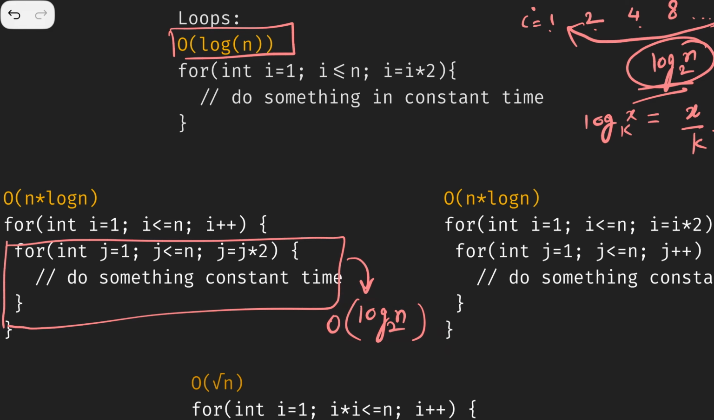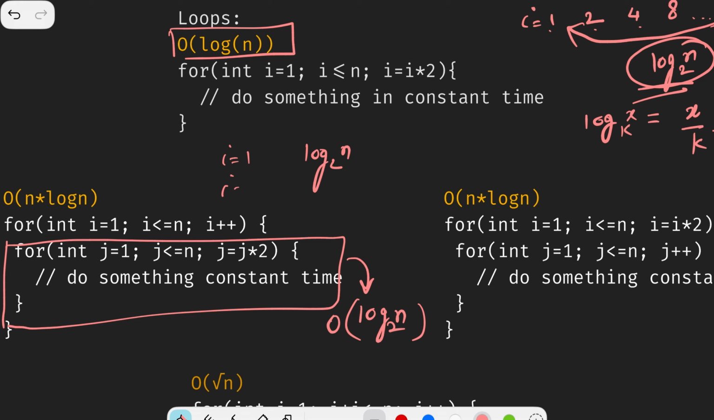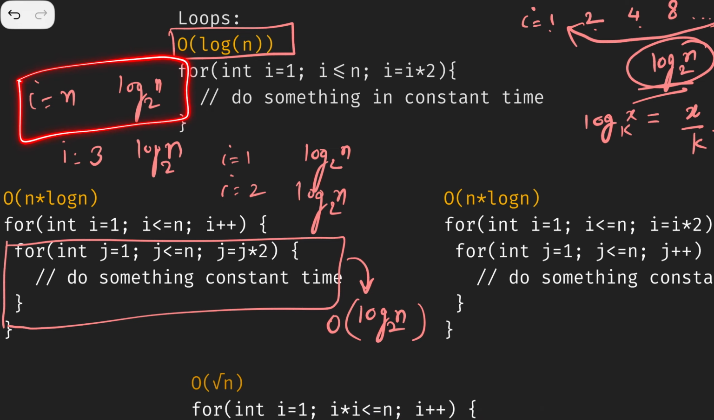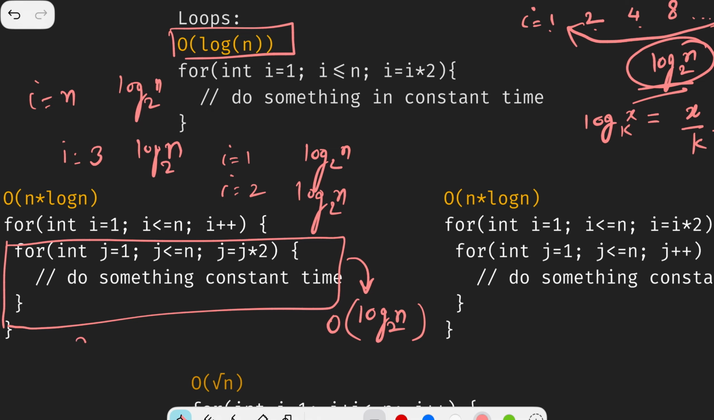Now how many times this inner loop is going to get executed? Well, it's going to be n times, right? See, when i is equal to 1, the time complexity of inner loop is going to be log n. That's the number of times this inner loop will get executed. When i is equal to 2, again it will be executed log n base 2. When i is equal to 3, again it will be executed log n base 2. And this will keep on happening till i becomes n, log n base 2. So that means the time complexity of this is going to be n into log n base 2. Correct? Because this inner loop is getting executed n times.